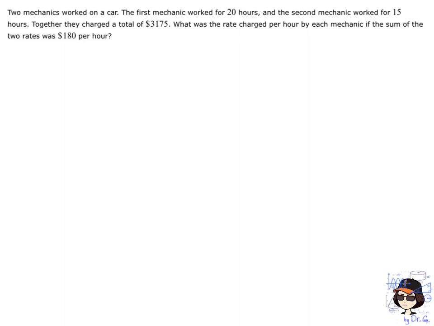Okay, so what did I tell you was the first step in any word problem? And even if this is the only thing you can do, you will earn points for this on your test. And you will lose points for this if you don't do it on your test. So the first step is to define your variables. So you always look for the question, what were you asked to find? So in this problem, we were asked to find the rate charged per hour by each mechanic.